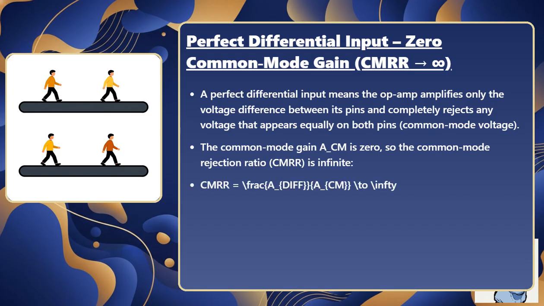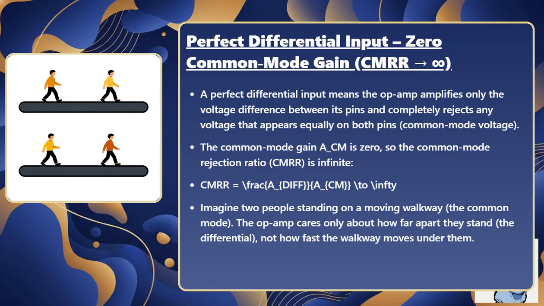CMRR equals A sub DIFF divided by A sub CM, which tends to infinity. Imagine two people standing on a moving walkway, the common mode. The op-amp cares only about how far apart they stand, the differential, not how fast the walkway moves under them.